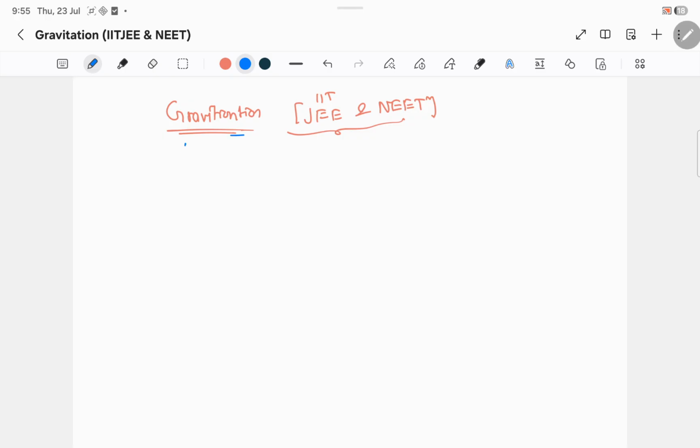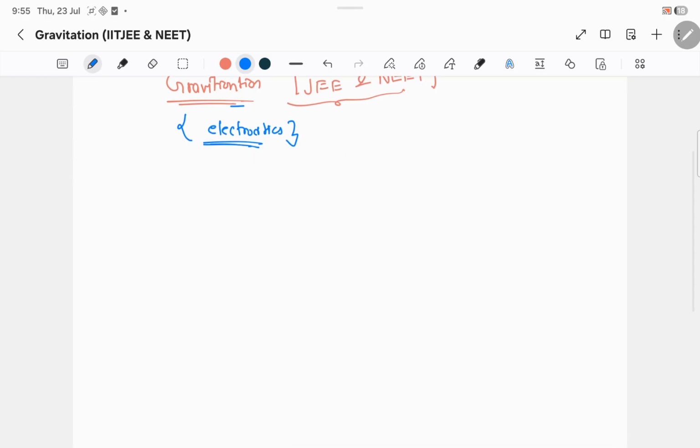If you have already covered electrostatics, then it will be easier to understand gravitation, because almost the same concept we are going to use in gravitation. So let's start without any further delay.